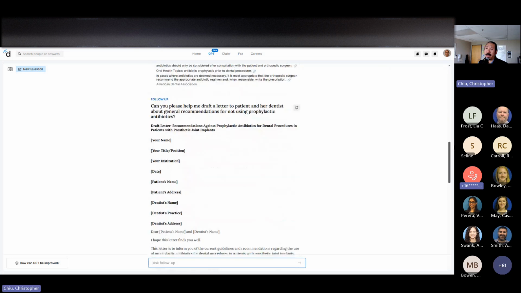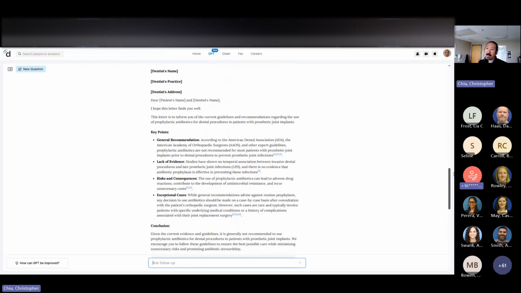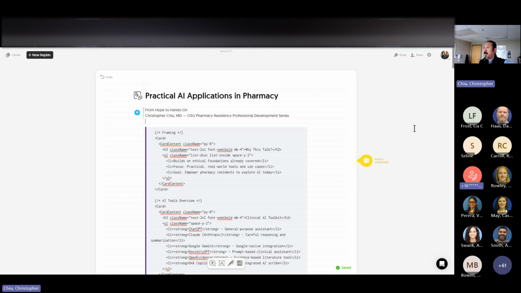And then I wanted to write a letter to the dentist saying that the patient does not need to have prophylactic antibiotics. So it helped me draft up a letter in terms of key points, and I copy and pasted that and sent it to their dentist. Let's see, that's Doximity GPT. Oh, here is Napkin AI. So this is what I did.